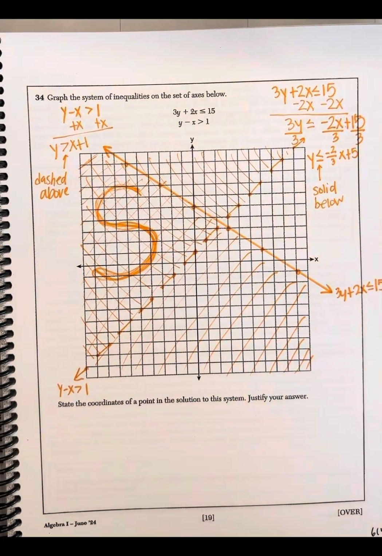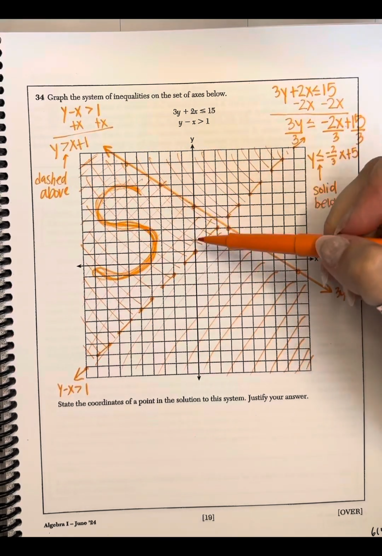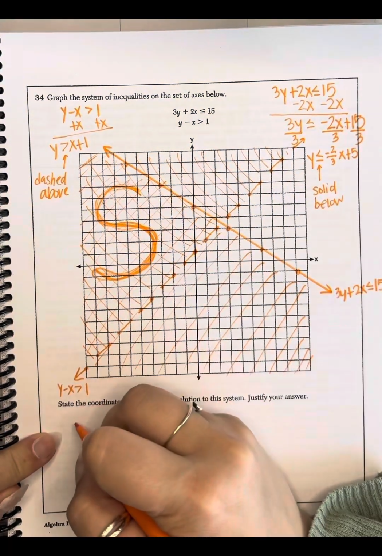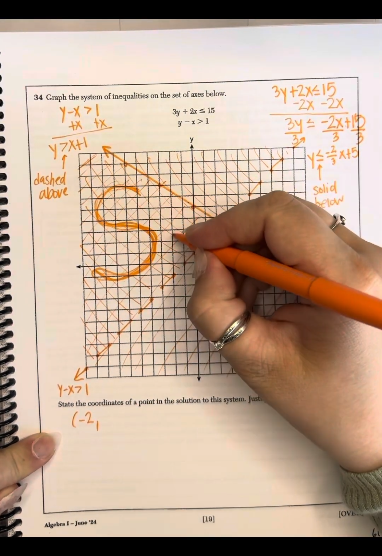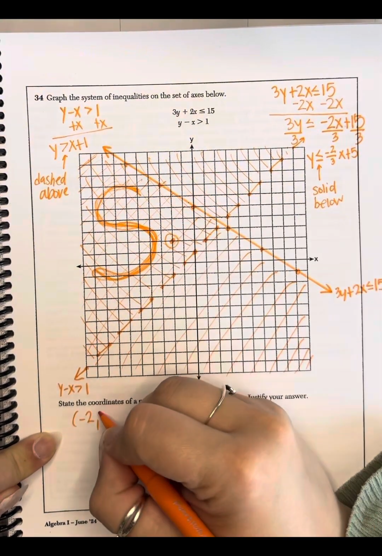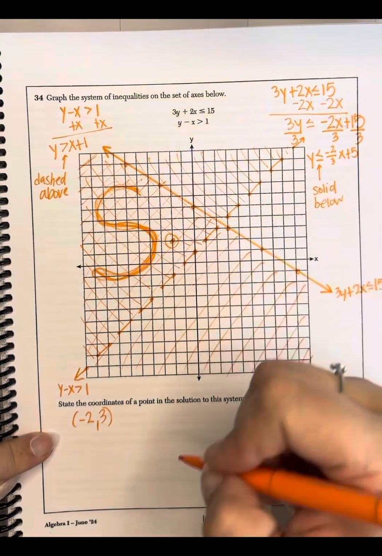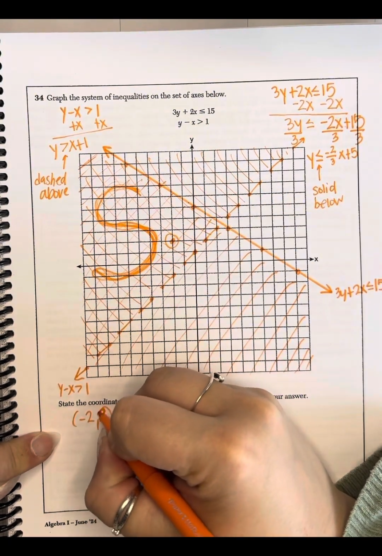And the second part of the question: state the coordinates of a point in the solution to the system. Justify your answer. So you're picking any point that's in this double shaded area. We could go with -2, 2. So we'll pick that point right there. -2... Oh, that's not 3. -2, 2. My bad.